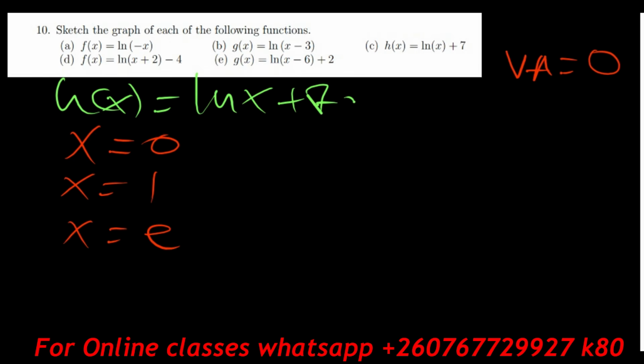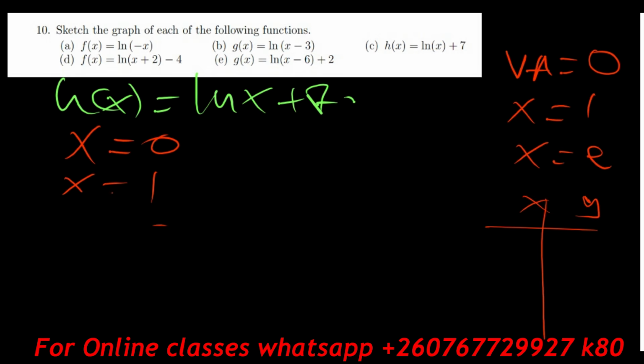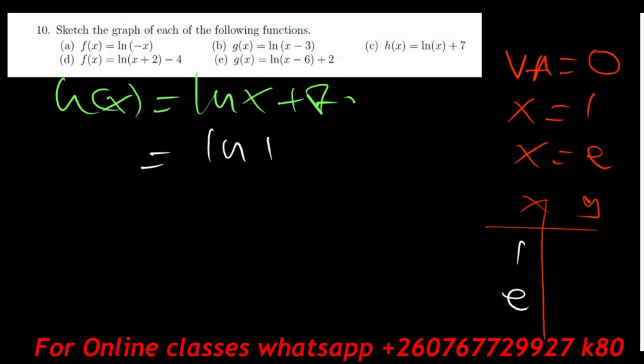Next, we are going to say our coordinate, we're going to have x is equal to 1 and x is equal to e. Let's see. x, y. If my x is 1 and if my x is e, what will be the value of y? Let's try. If my x is 1, ln 1, regardless of any base, as long as we have 1, log and ln is going to be 0. So it's going to be 0 plus 7. 0 plus 7 is 7. We are done with that.